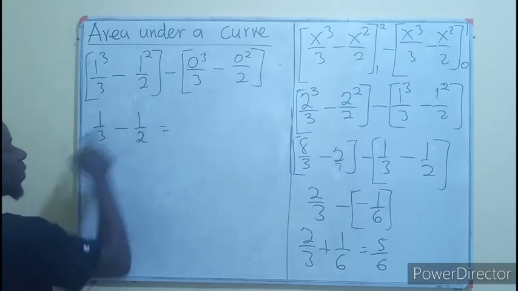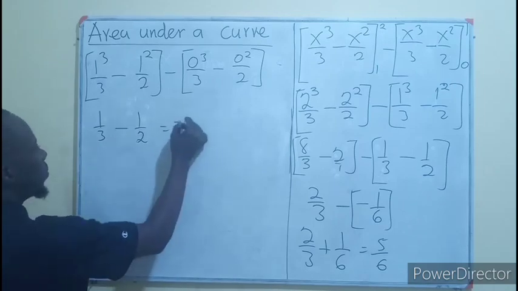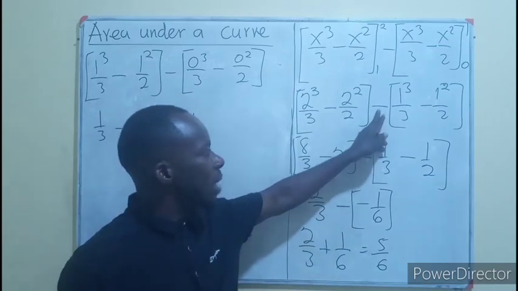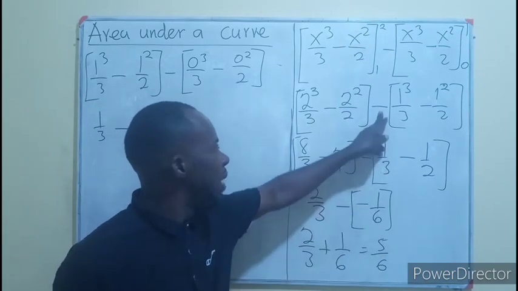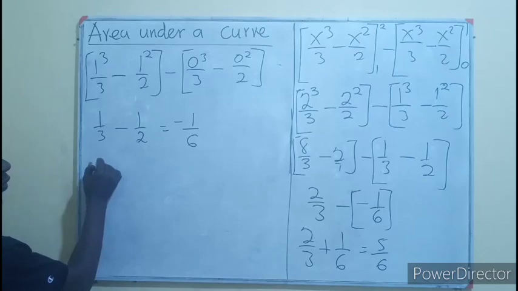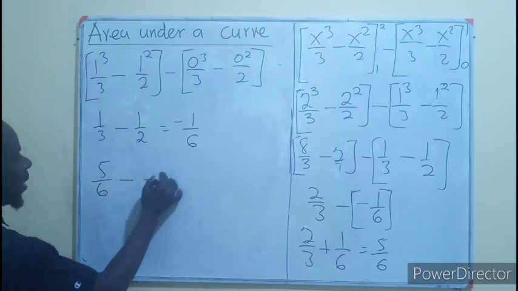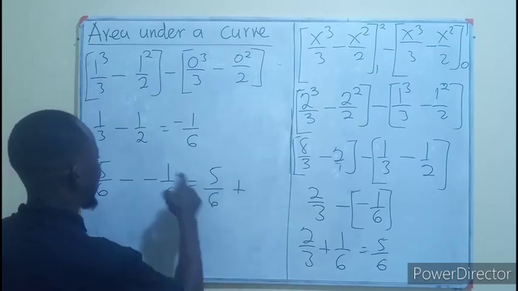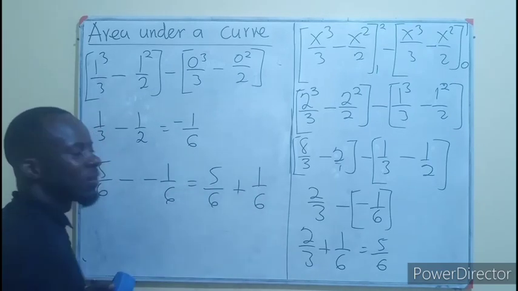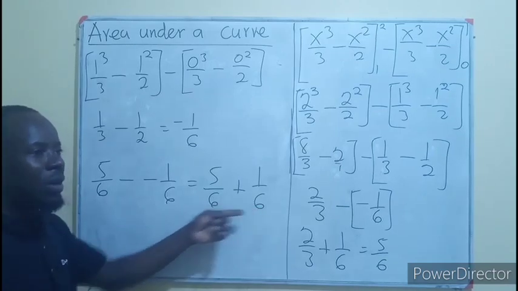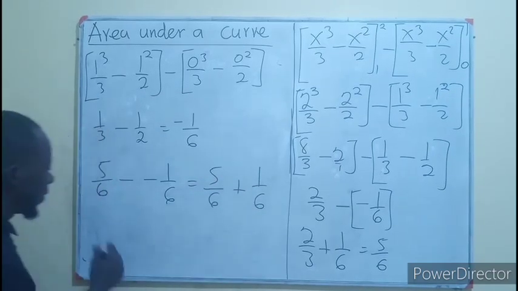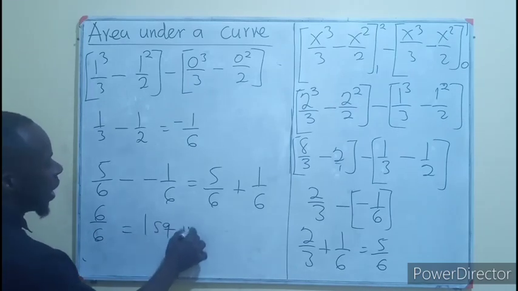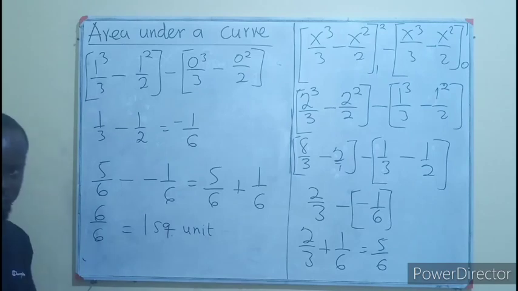This time this will give you 2, this will give you 3, right? So we're going to have minus 1 over 6. We are having a minus here, so this value minus this. So 5 out of 6 minus negative 1 out of 6 gives you 5 out of 6 plus 1 out of 6. Since they have the same denominator, we add the numerators. That gives us 6 out of 6, which will be 1 square unit.